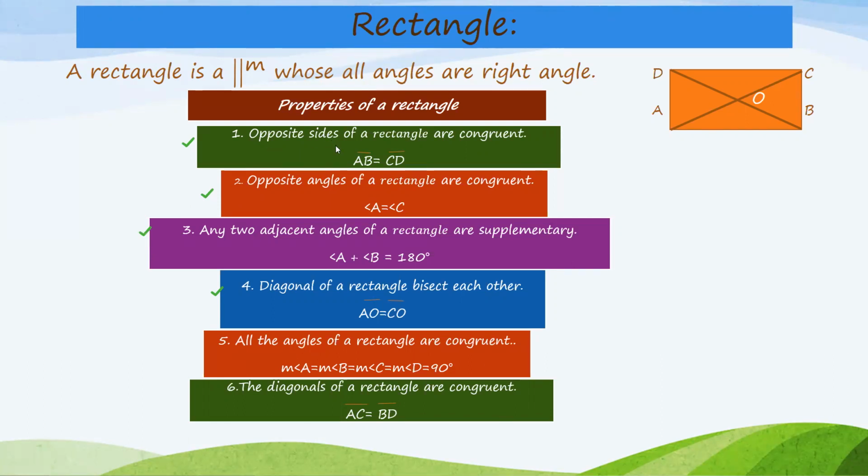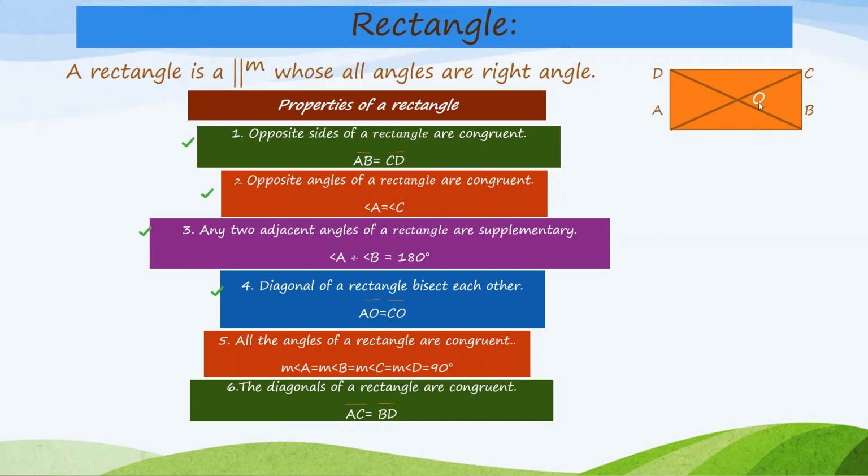So what are the starting four properties? That the opposite sides of rectangle are congruent. Yes, they are congruent. Opposite angles are congruent. That means angle A and angle C are congruent. Angle B and angle D, yes, they are congruent. Now property number 3, any two adjacent angles of rectangle are supplementary. Yes, obviously, if I add angle A plus angle B, 90 plus 90, we get 180 degrees.